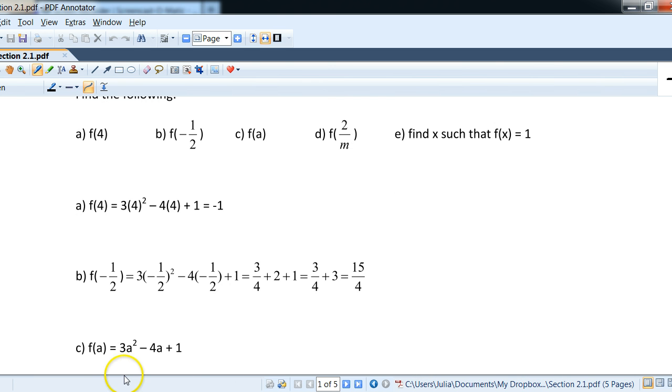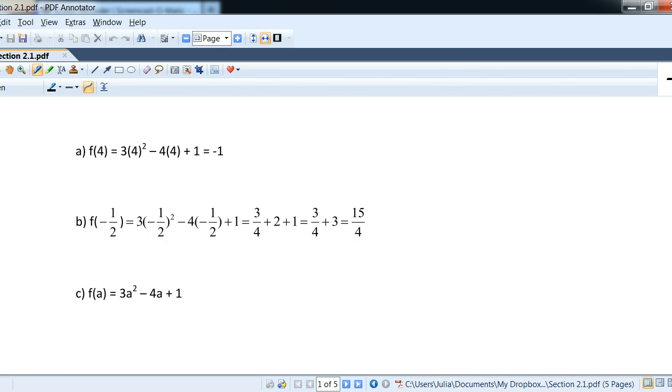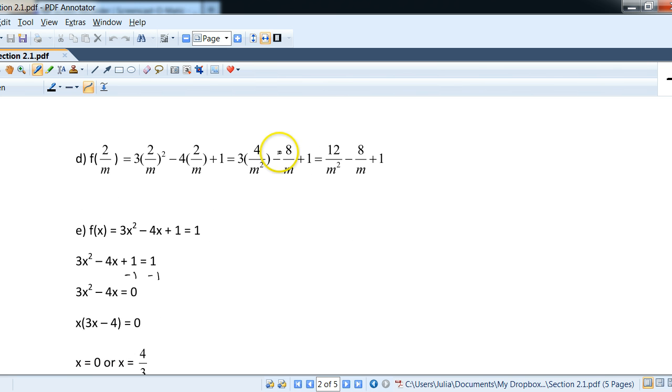With f of a, because it's a variable, we're actually going to get an expression when we plug it in. We're going to get 3a squared minus 4a plus 1. For 2 over m, it's a similar idea. We'll plug it in. So we're going to get 3 times 4 over m squared minus 8 over m. That's negative 4 times 2. And then plus 1. So we're going to get 12 over m squared minus 8 over m plus 1.